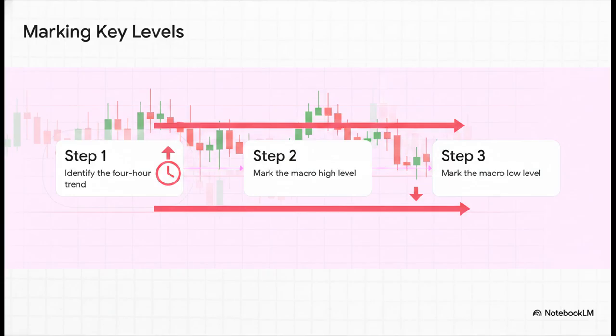And we do this with 3 absolute non-negotiable steps. Step 1, identify the 4-hour trend, which we just nailed. Step 2, mark the macro high level. And step 3, mark the macro low level. By sticking to these 3 precise steps, we literally filter out all the intraday noise. We stop hyper-focusing on every little tick and zero in on the critical structural boundaries that actually matter.